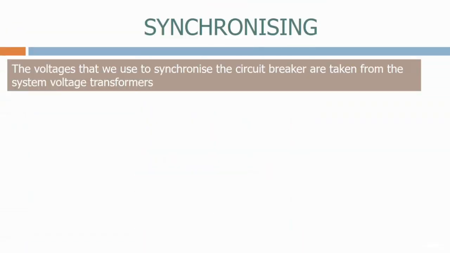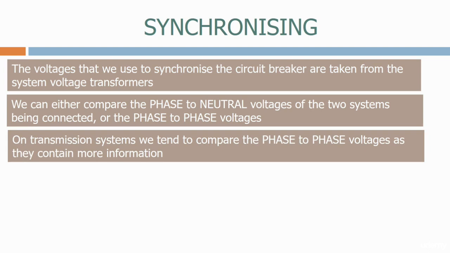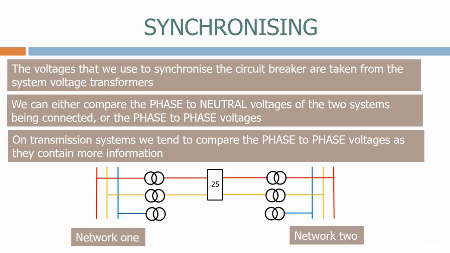The voltages that we use to synchronize the circuit breaker are taken from the system voltage transformers. We can either compare the phase to neutral voltages of the two systems being connected, or the phase to phase voltages. On transmission systems, we tend to compare the phase to phase voltages, as they contain more information. Here's a typical transmission network. In this system, we're comparing the red and yellow phase voltages.